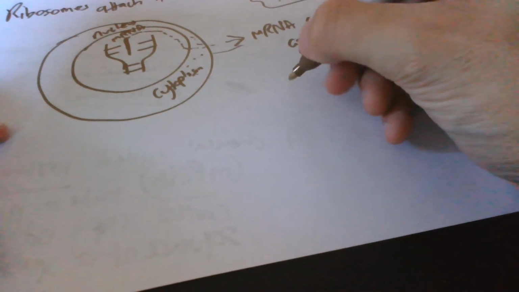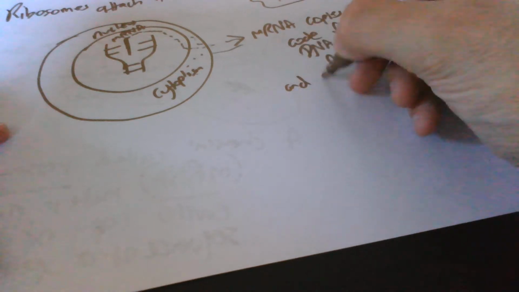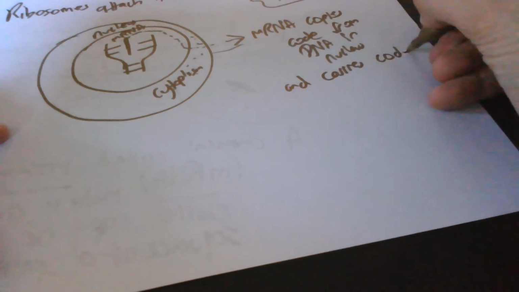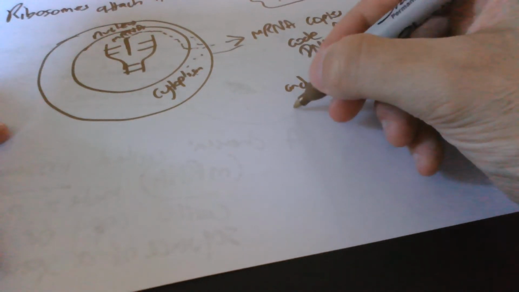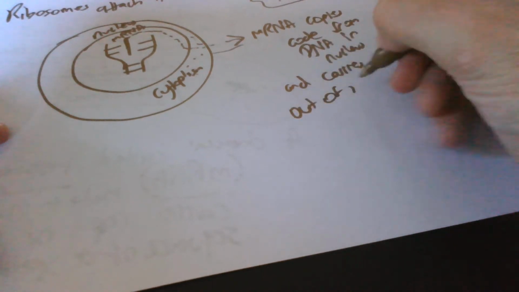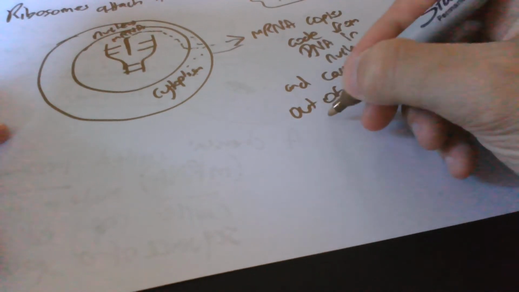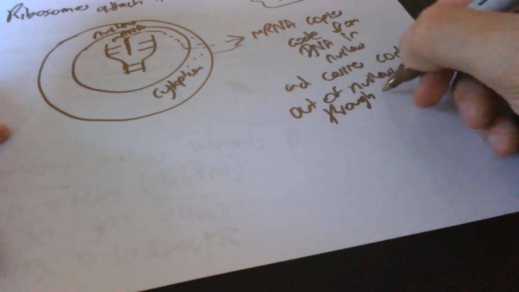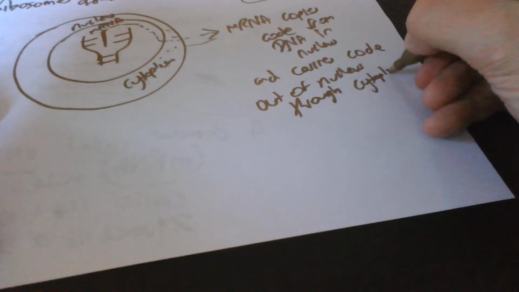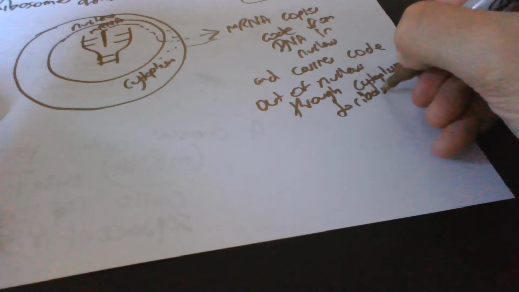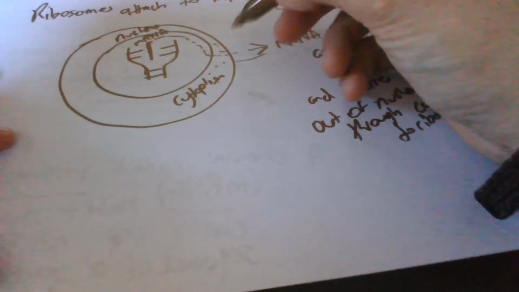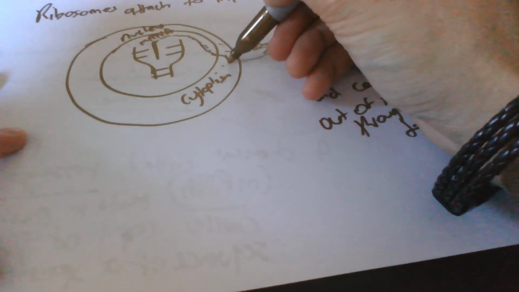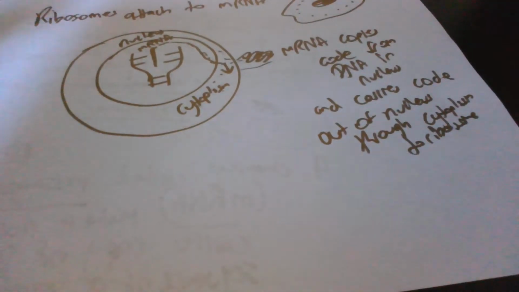Okay, so mRNA copies code from DNA in the nucleus and carries the code out of the nucleus through the cytoplasm to the ribosome. Okay. Sorry, this arrow shouldn't be here. This should be here, and then it goes into a ribosome. Okay. Sorry about that.